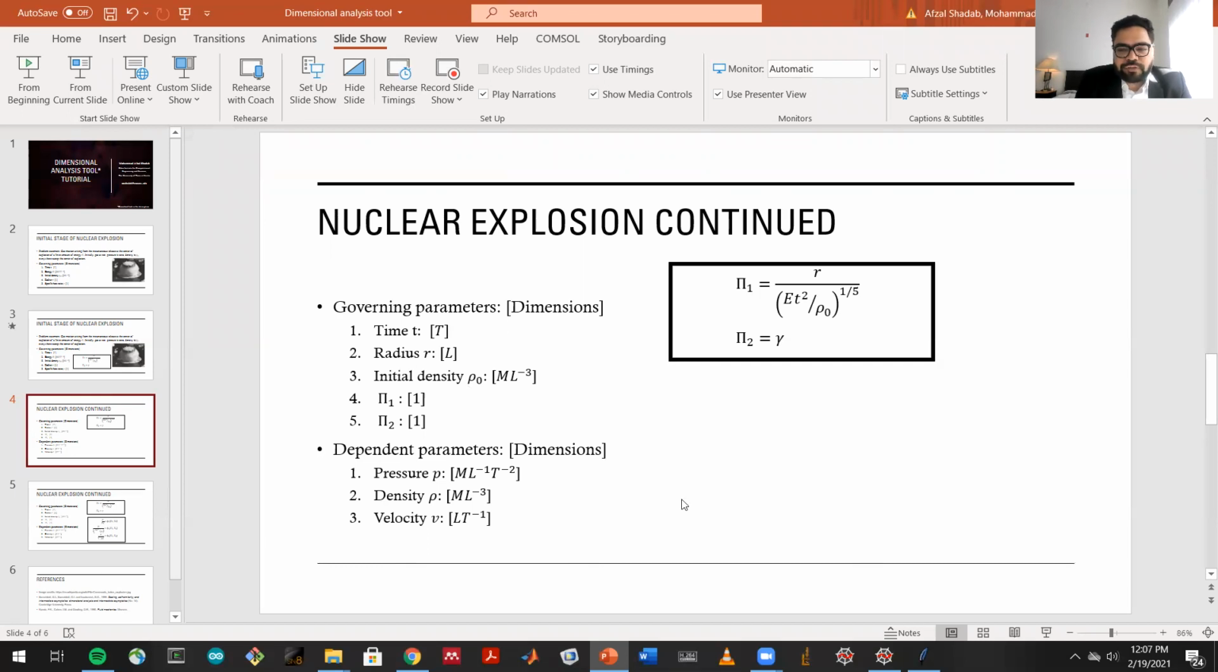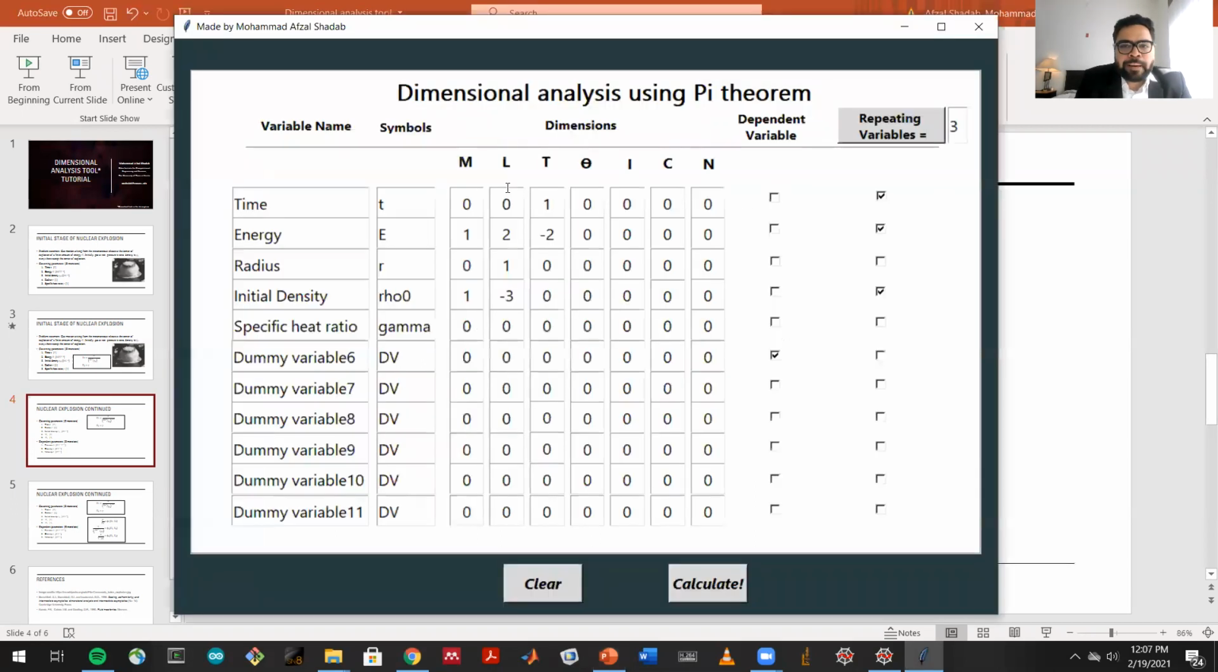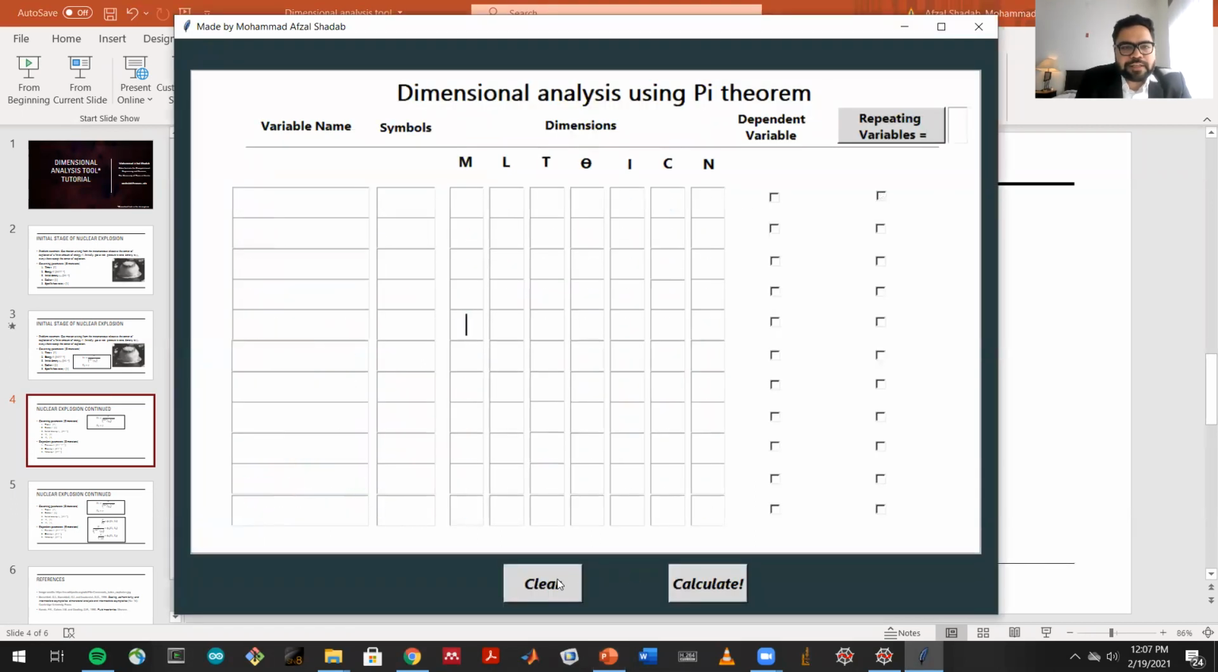And let's fire off the tool again and do some dimensional analysis again. So let me clear this first, and then type the variable name: time, symbol is t, and dimension is just 1. Then radius, dimension is L, and then initial density, symbol rho naught, dimension ML^-3. Then the pi groups: pi1, its symbol is just pi1, and pi2, its symbol can be taken as pi2.